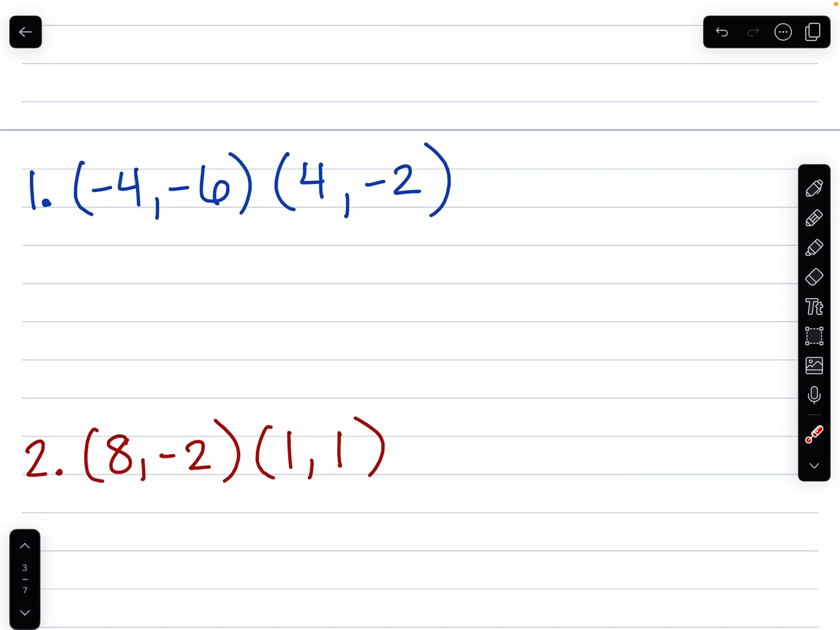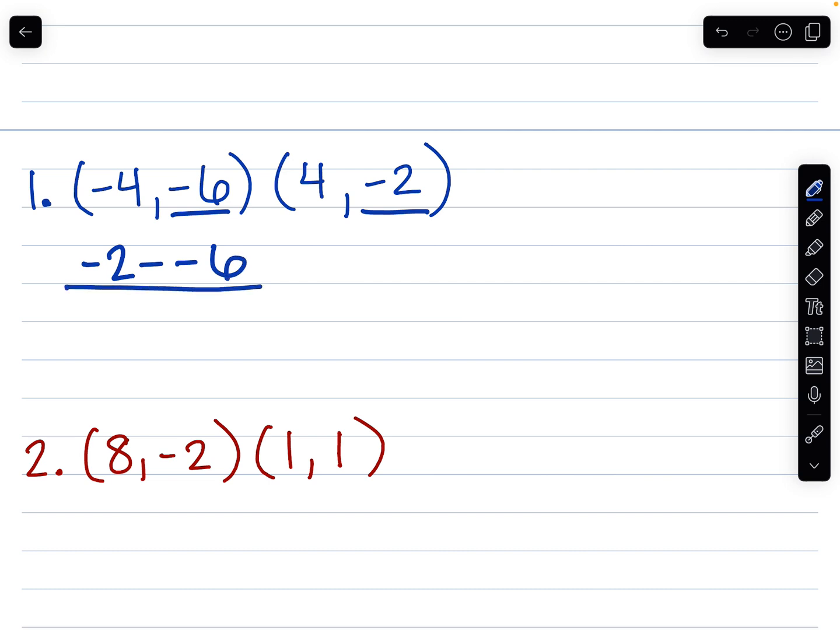Number one, we're going to look at two ordered pairs, -4, -6, and then 4, -2. Does anyone want to try the first one? Kaylin, did you say yes? Okay, I love that. What's the second y value? Yep, the y value from the second ordered pair. It's -2. Okay, so I start with -2, and then I subtract the first y value. What's the y value from the first ordered pair? -6. So -2 minus -6.